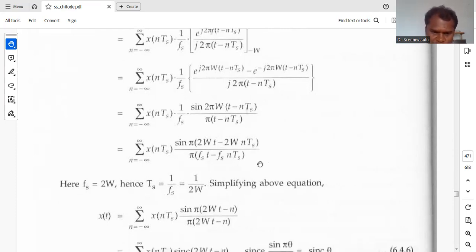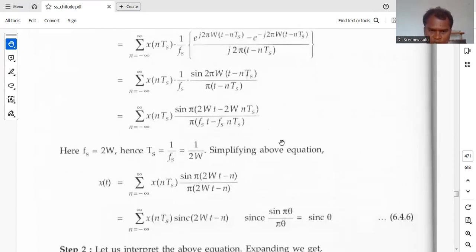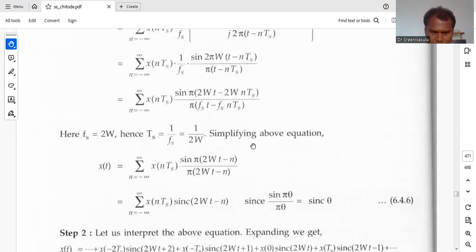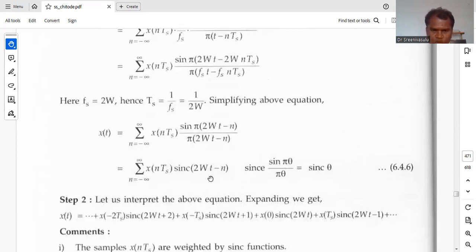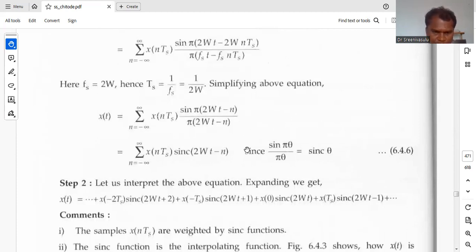Now, it is like sin pi lambda by pi lambda. Now, it is nothing but the sinc function. Here, if you substitute Fs equal to 2W, then Fs and Ts get cancelled because Fs is equal to 1 by Ts. Now, sin pi lambda by pi lambda, it is a sinc of 2W t minus n. It is from the sinc concept, the sinc pulse.